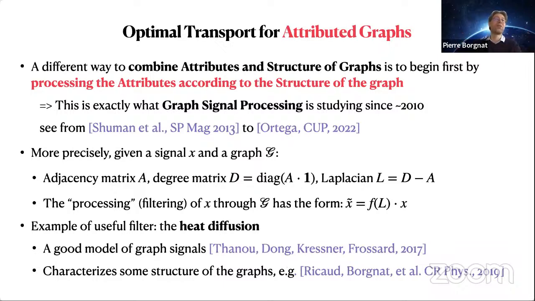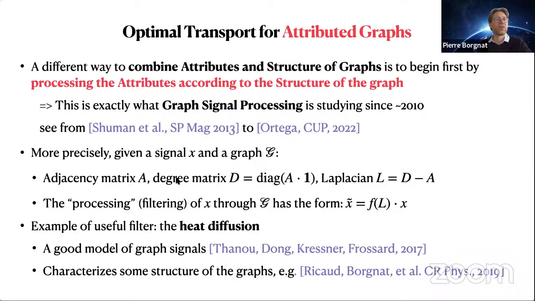we can have a general view of that. So we need to combine attributes and structure of the graph. But in fact, this is exactly what graph signal processing has been studying in the past 12 years, from the initial proposition of Shuman et al. when they coined the word, up to the recent and nice textbook by Antonio Ortega. We know how to process the attributes according to the structure of the graph. And we have ways to build features, depending on what we want to focus on, so that the attributes are processed by the structure of the graph.